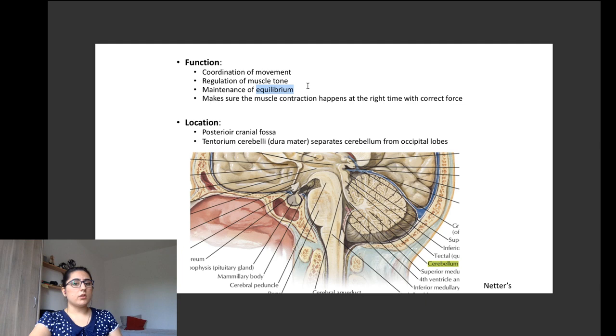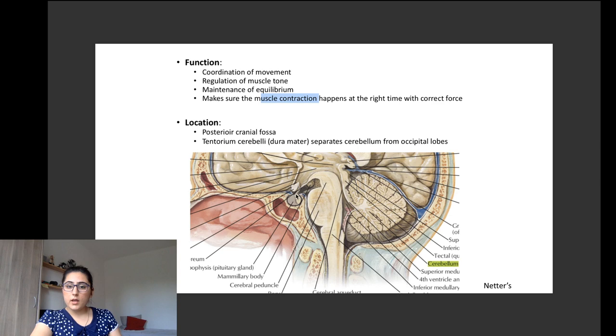Equilibrium. So we're talking about vestibular nucleus, right? Vestibular nerve. And muscle contraction at the right time. So every time we talk about movement, one of the structures we're always going to talk about is the cerebellum. So you can see over here, we have the picture from Netter. You can see that this is my brain. You can see my brainstem over here. The medulla, pons, midbrain. We spoke about the diencephalon. And you can see my thalamus, my hypothalamus.